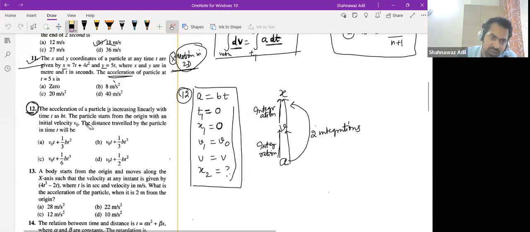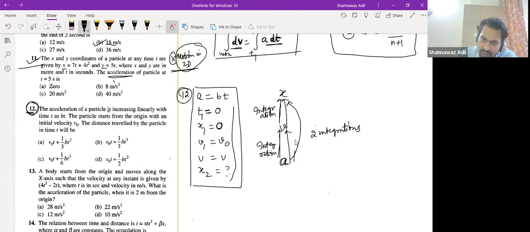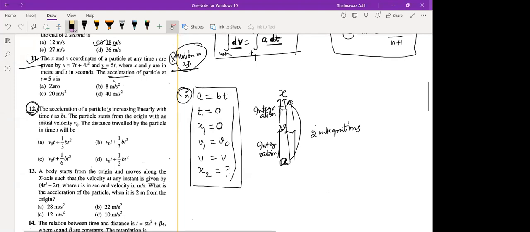They want us to calculate the distance, and what is given? Acceleration is given. As Akib was suggesting, from acceleration we want to reach this distance. First, when we integrate, we'll get the velocity, and then the second time when we integrate, we'll get the distance. So we have to integrate it two times, right, guys? Yes, sir.